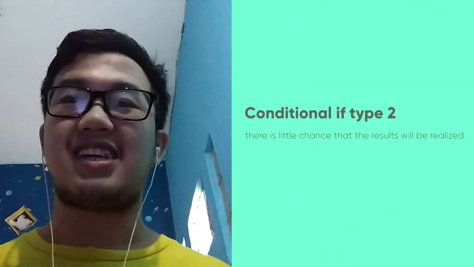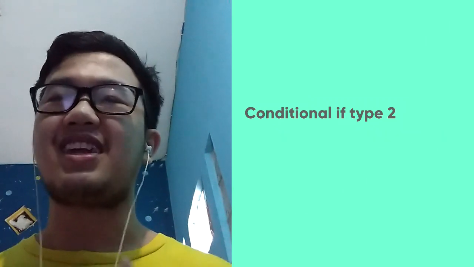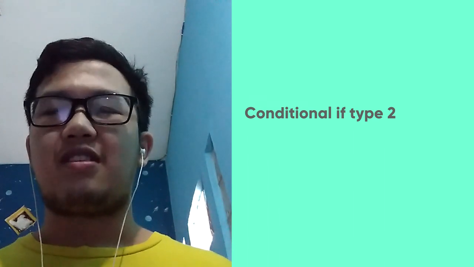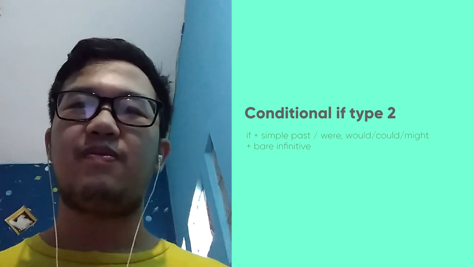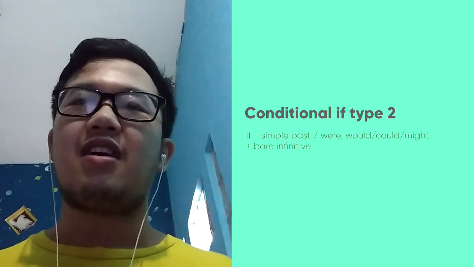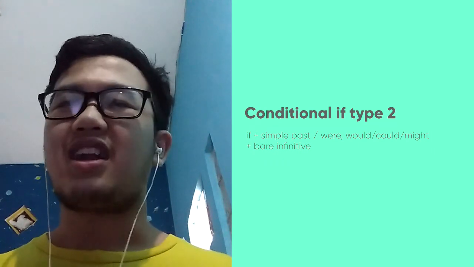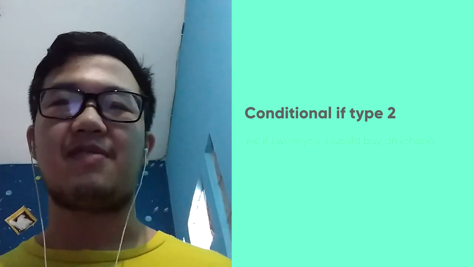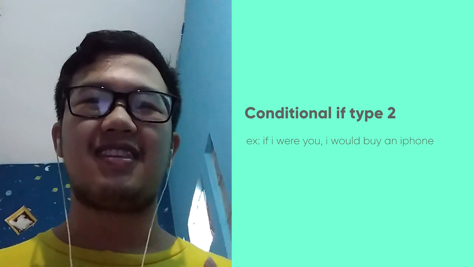So the last one is conditional if type 2 and 3. Conditional if type 2 is used when there is only a little chance that the result will be realized. How to make conditional if type 2? If plus the simple past or were, or you can use would, could, or might plus bare infinitive. I have one example: if I were you, I would buy an iPhone.